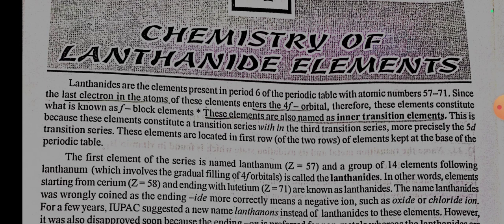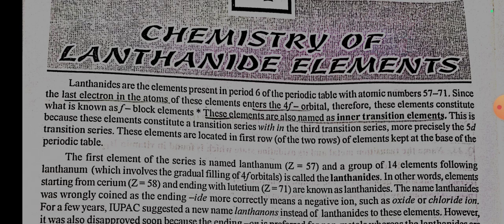Lanthanides are the elements present in period 6 of the periodic table with atomic numbers 57 to 71. Since the last electron in the atoms of these elements enters the 4f orbital, these elements constitute what is known as f block elements. These elements are also named as inner transition elements. This is because these elements constitute a transition series within the third transition series, more precisely the 5d transition series.